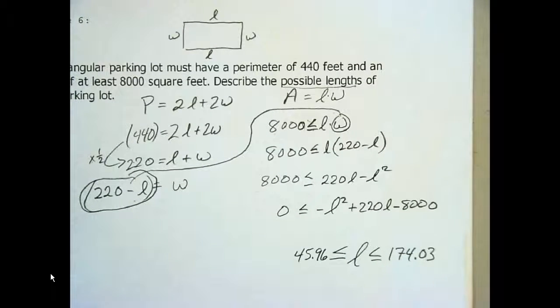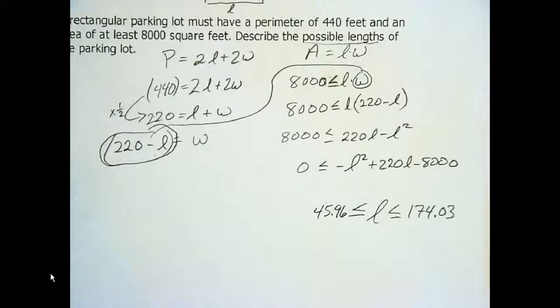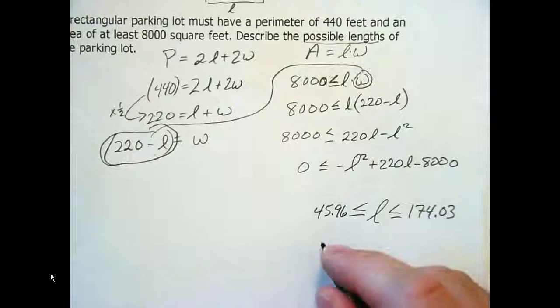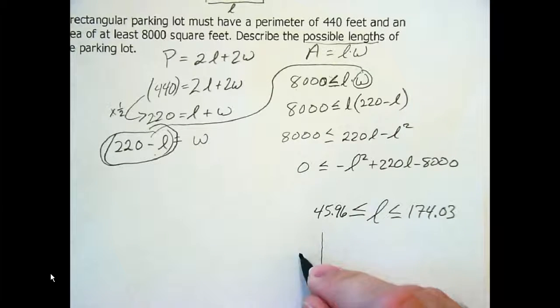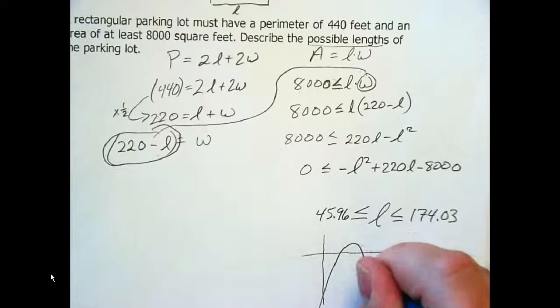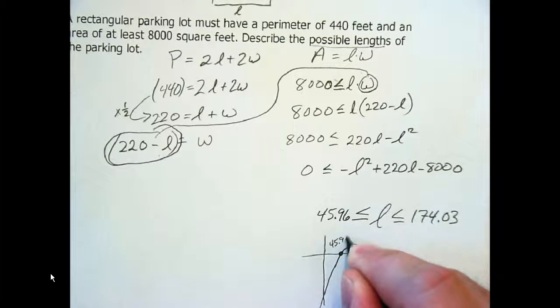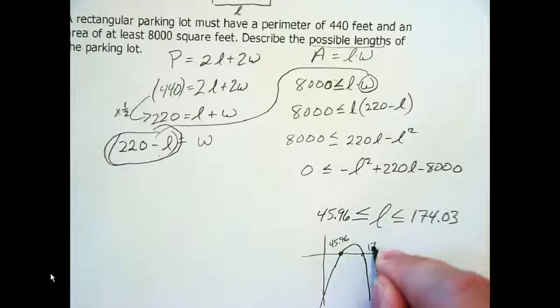All right, those are my values for L. Okay, now how many did the quadratic formula? How many got 45.96, 174.03? Okay, so if you left them in radical form, go ahead and change them out. If you're thinking of a graph of this, think how your parabola would do something like this here. This point right there would be your 45.96. This point right here, your 174.03.